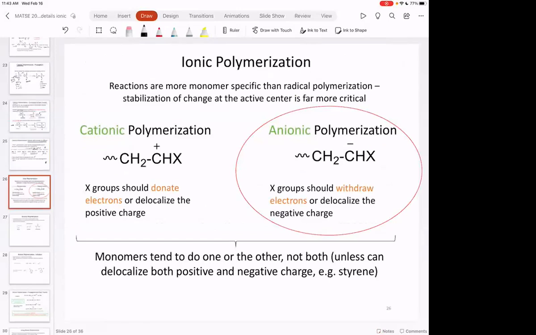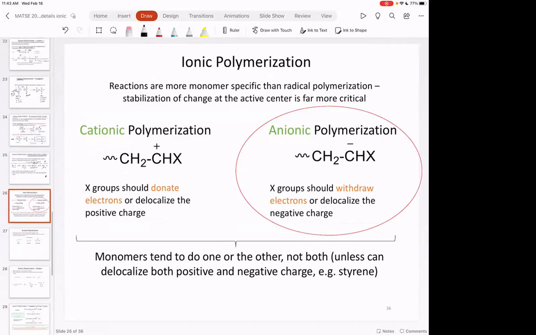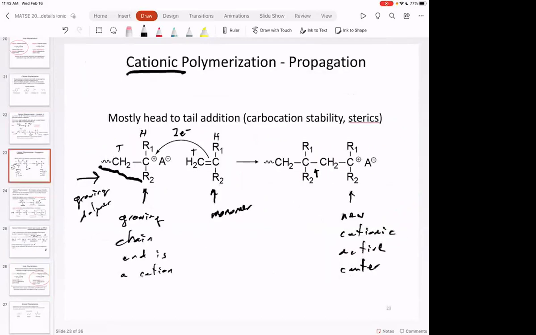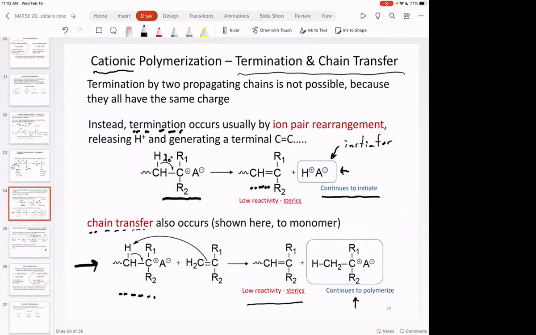All right, so that's all we're going to learn about cationic polymerization. It's just a few slides, but remember, it's a different initiation scheme. Propagation, I think you can handle head to tail, moving those 2 electrons instead of 1 electron for free radical. And then you have to remember about termination and chain transfer to monomer.